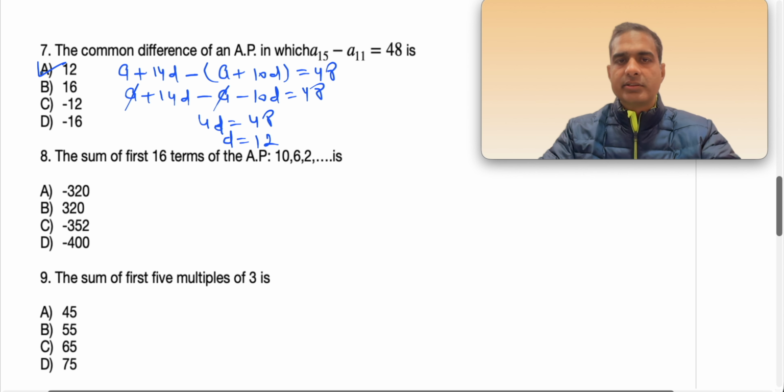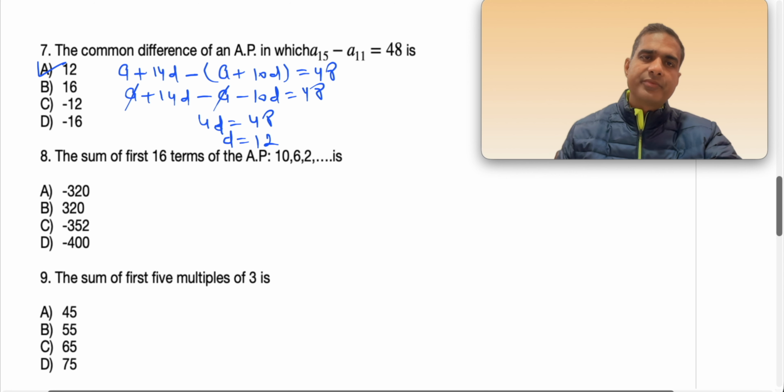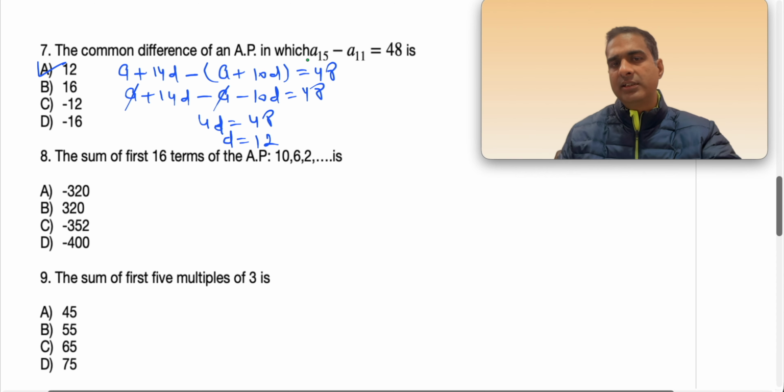So this was just a simple application, and if we want to save time, we can do it here only. There is a difference of 4 terms in this, and we know in arithmetic progression each term increases by d. So a15 would have increased by 4d from a11. From here only we can write 4d is equal to 48, so d is equal to 12. So to save time, we can use the shortcut, because in MCQs we don't need to worry about the steps.